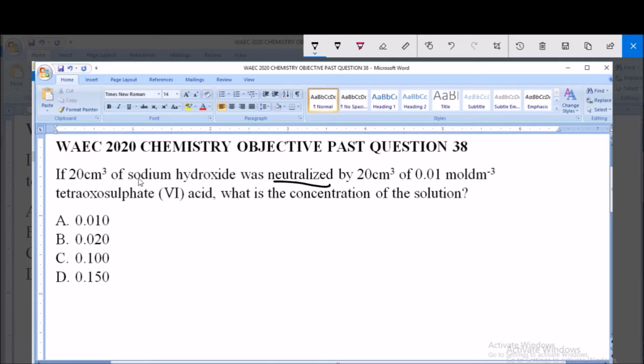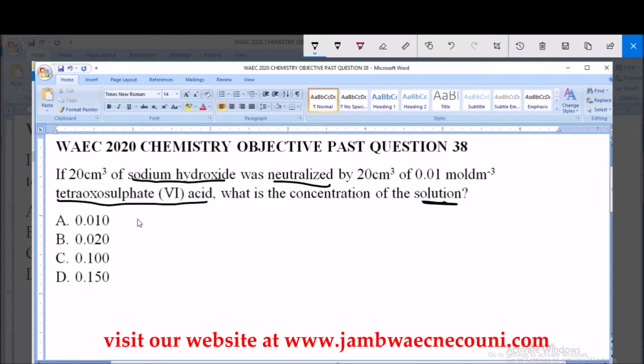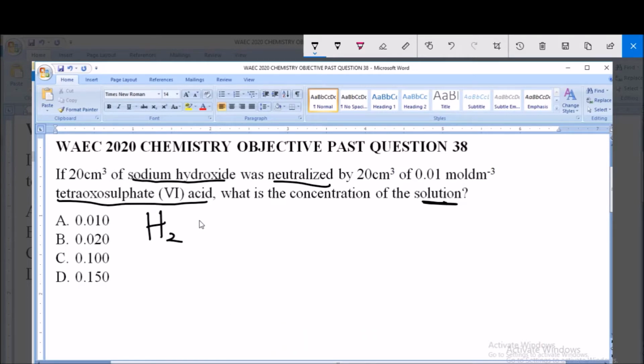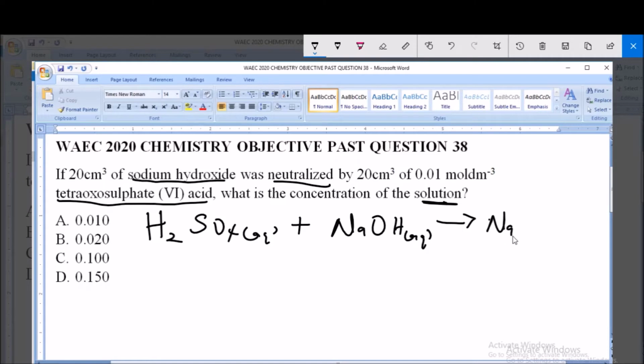A neutralization reaction involving sodium hydroxide and tetraoxosulfate 6 acid. So we are asked for the concentration of the solution. Let's first of all write the equation of reaction. The equation will involve tetraoxosulfate 6 acid, H2SO4, reacting with sodium hydroxide to yield sodium tetraoxosulfate 6, a salt, and water.